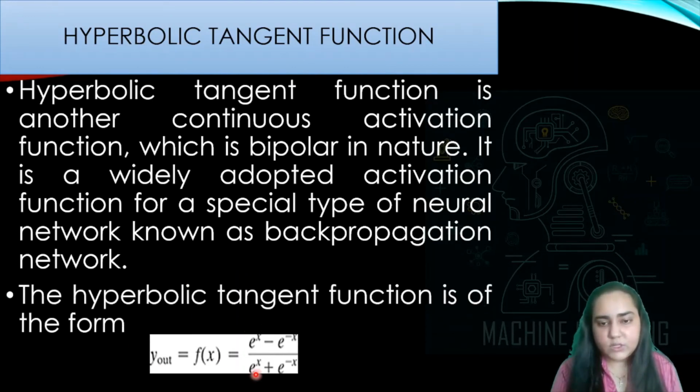This right here is the form of the hyperbolic tangent function. It looks like this: e raised to x minus e raised to minus x upon e raised to x plus e raised to minus x. So that's what the function looks like. And remember, it's used for backpropagation, which we will be studying later on.